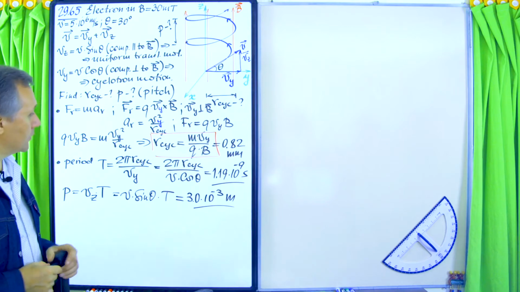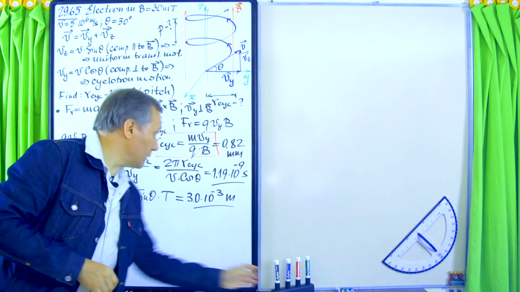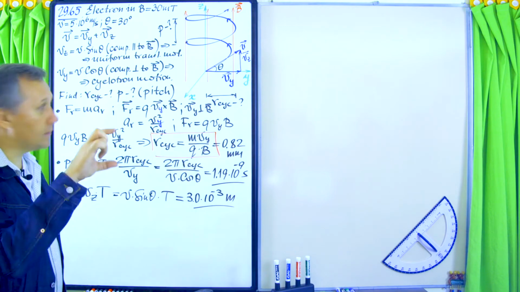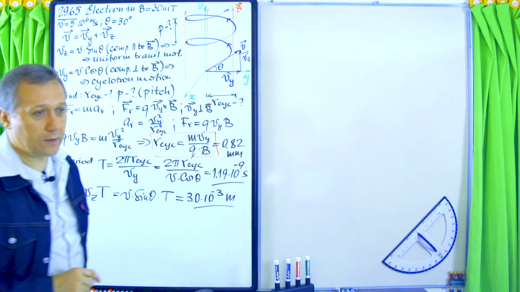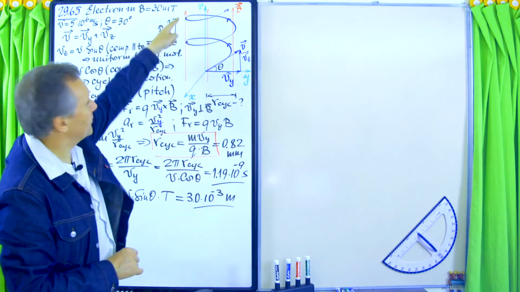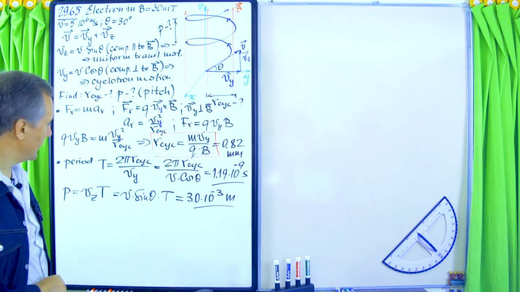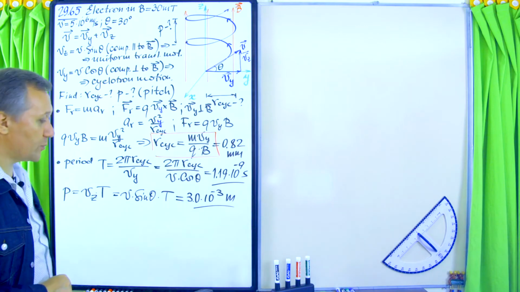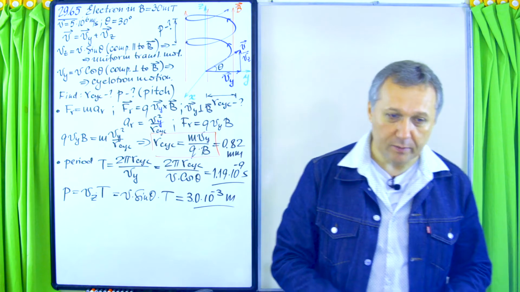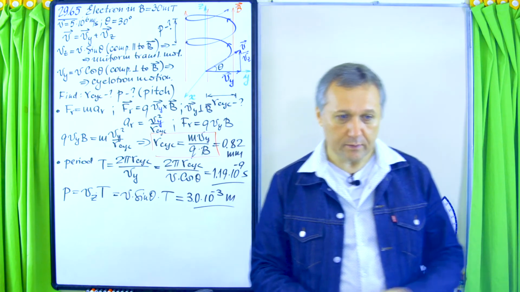So the cyclotron radius is less than a millimeter, and in this direction over each cycle, it gets displaced by 3 millimeters. Usually I assign this problem also as a homework problem, so that students can just practice by themselves at home.